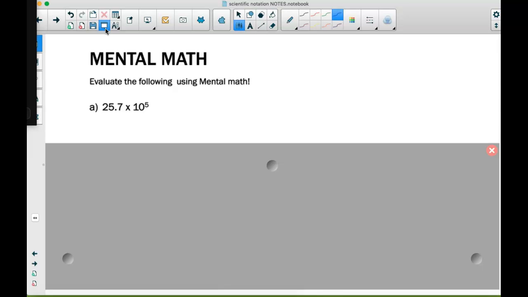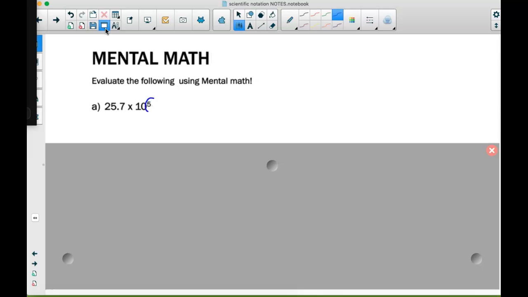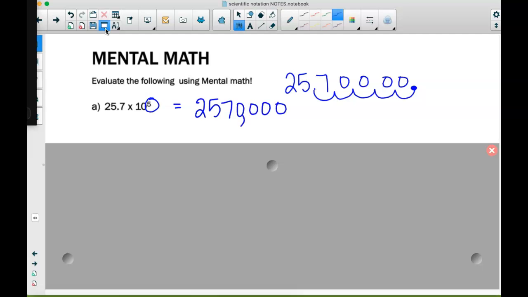Okay, and because we're multiplying by 10, 5 times, we want to move the decimal 5 places. So I'm going to take my 25.7 and I'm going to move it 5 places. 1, 2, 3, 4, 5. So now the decimal's at the end, and I have to fill in with some zeros. I need 4 zeros. So this is 257 with 4 zeros. 2,570,000. Okay, so we can do that all in our head by just moving the decimal.